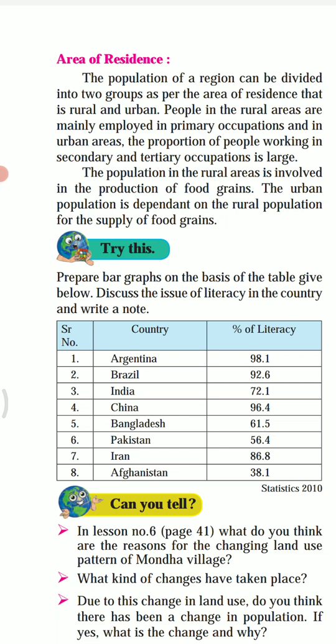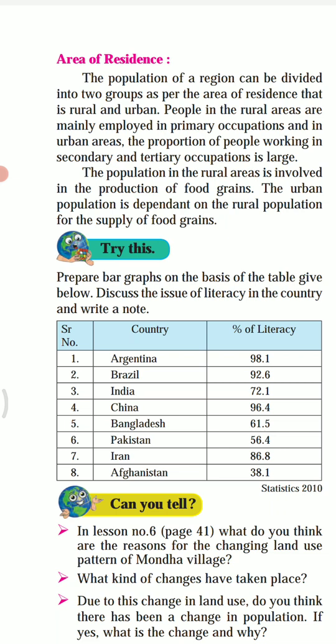Children, secondary jobs involve making things, that is manufacturing, like making cars and steel; all are secondary occupation. And tertiary jobs involve providing a service, that is teaching and nursing. So, teaching and nursing are all examples of tertiary jobs.